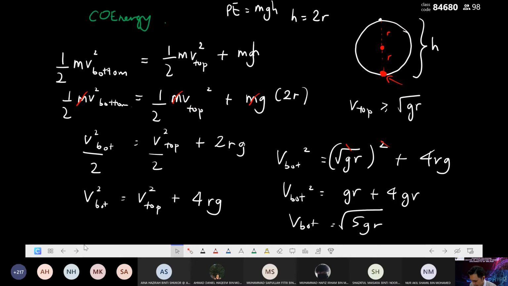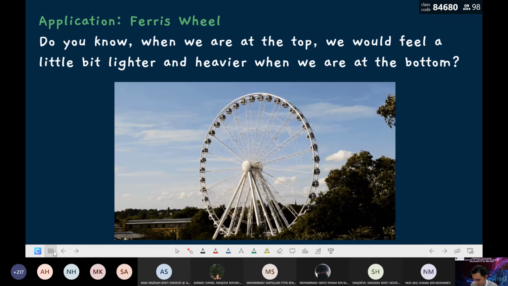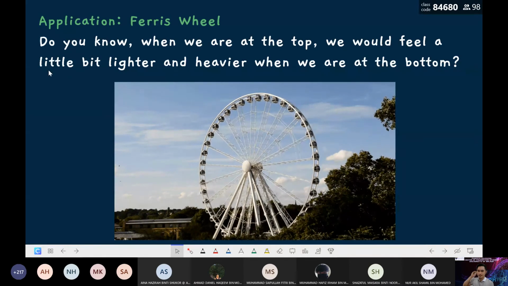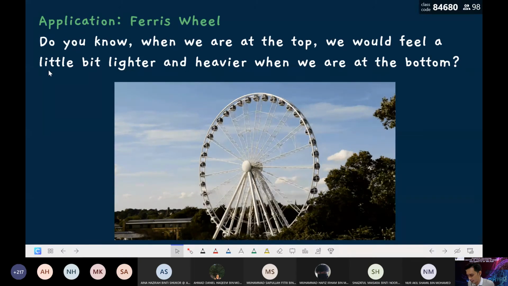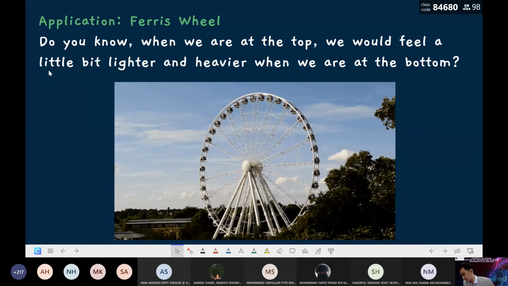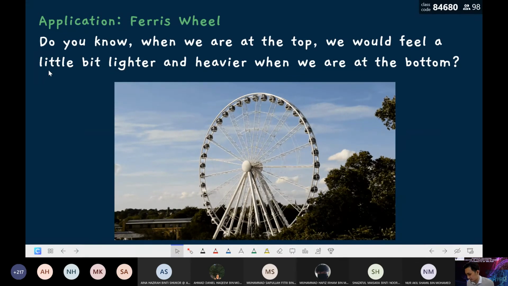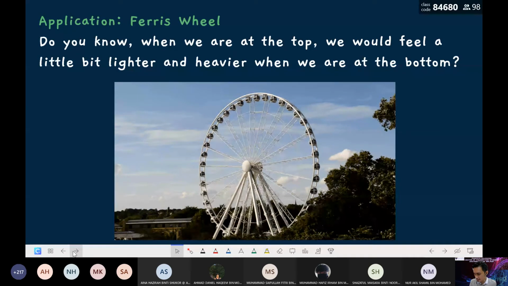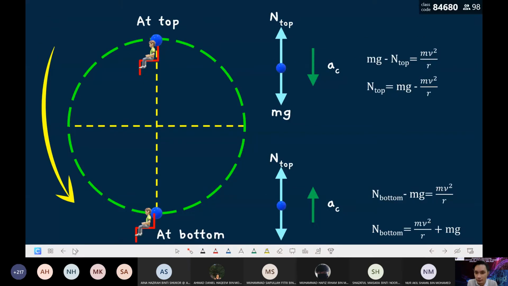Okay, let me proceed. Okay, so the application is the Ferris wheel. So do you know when we are at the top, we will feel a little bit lighter and heavier when we are at the bottom. So why? Okay, there is a slight difference between the one that we already derived just now. The one that we derived just now is we use tension. But this one we are more focused on the normal force. Okay, why?